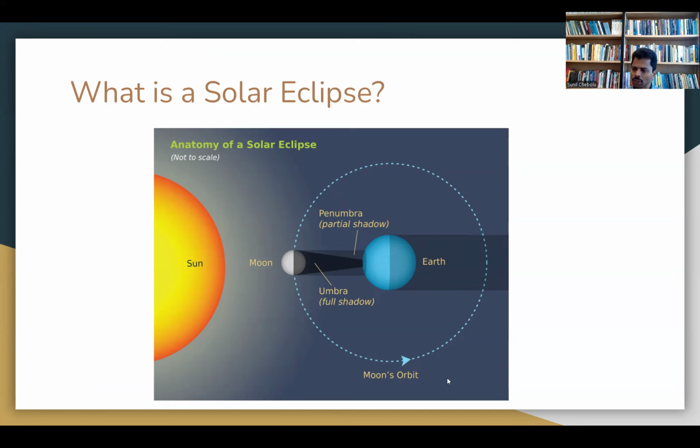And if the moon is on the other side, and if the shadow of the Earth falls on the moon, or if the moon enters the shadow of the Earth, then you get a lunar eclipse. So today we'll be focusing mostly on solar eclipses, although I will be talking about lunar eclipses in a few places.